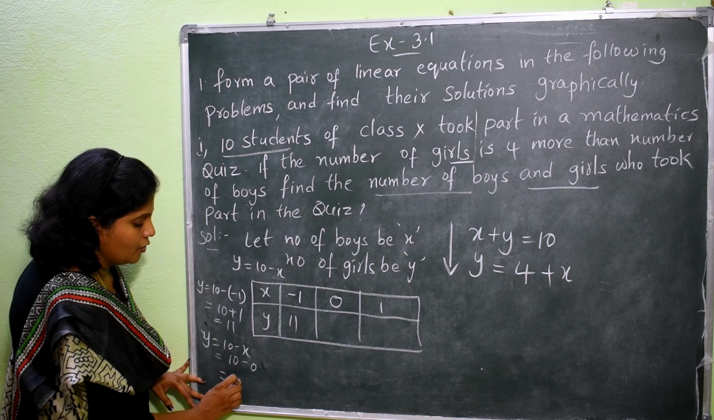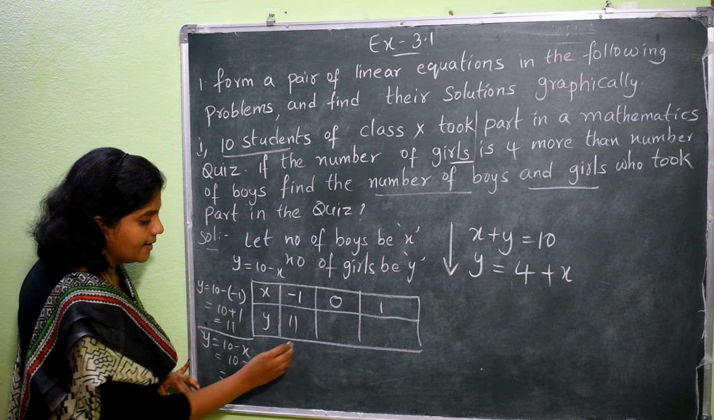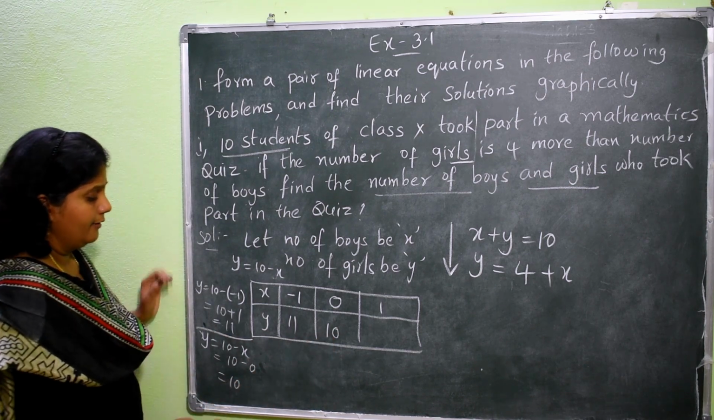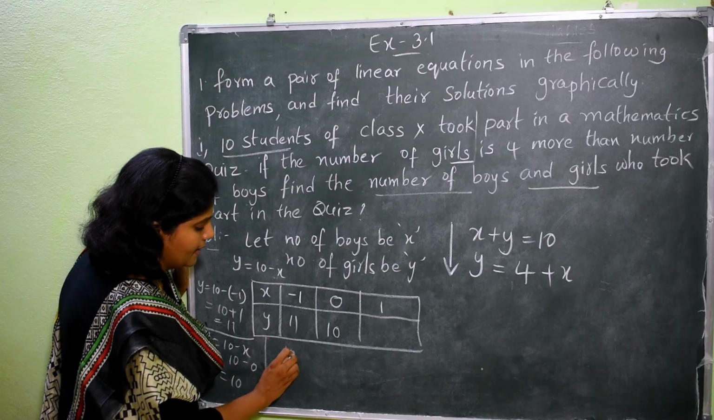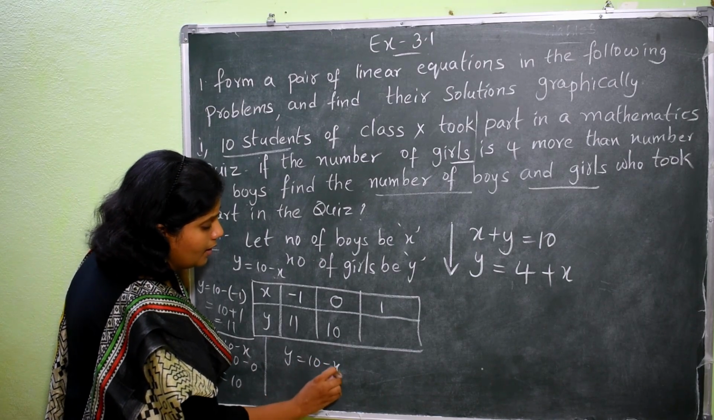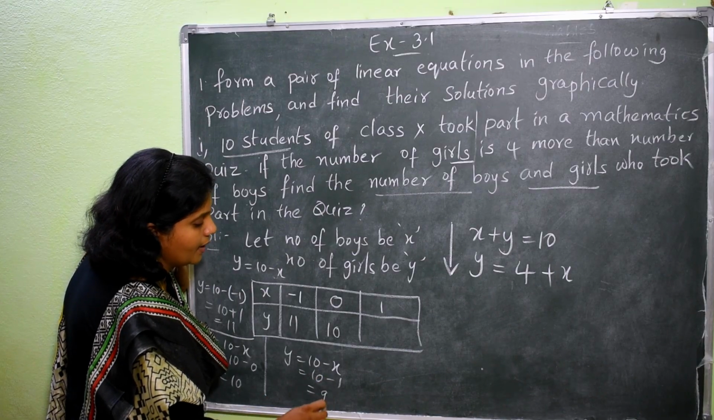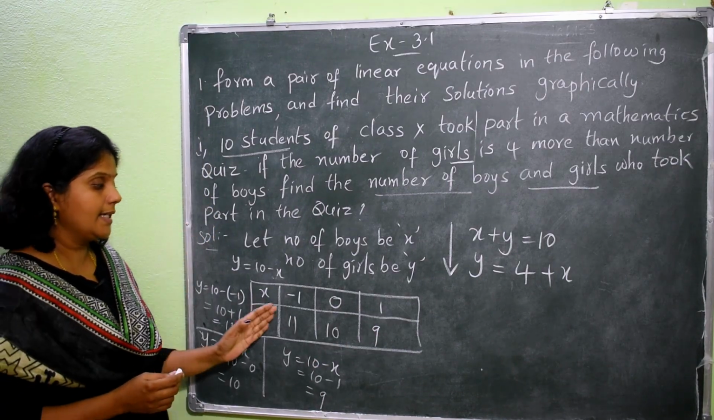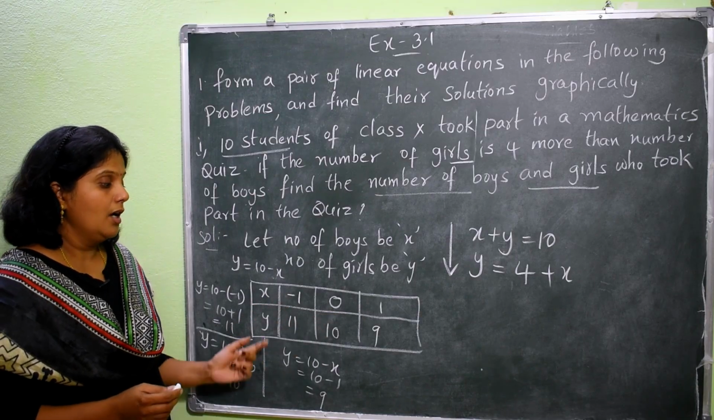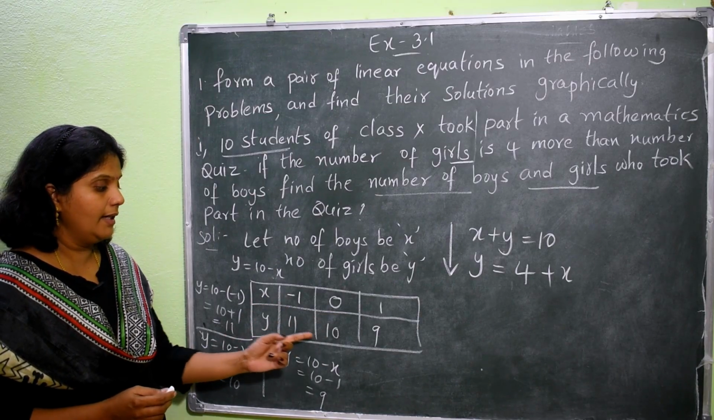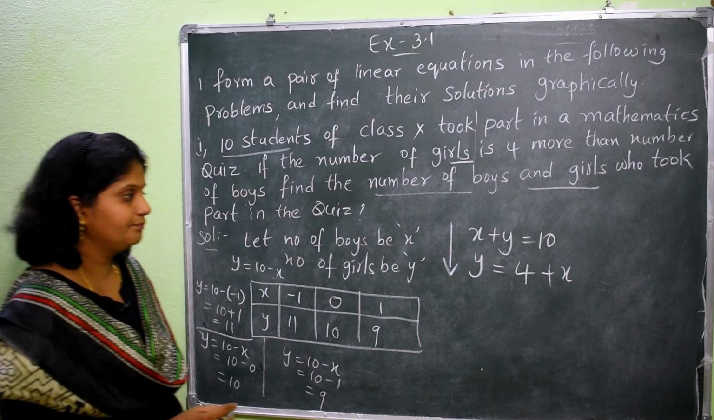So for 0 value we got 10. And for y is equal to 10 minus x, what is the y value here? 10 minus 1, so 10 minus 1 how much? 9. So for these three x values, minus 1, 0 and 1, the y values we got are 11, 10 and 9. Okay.